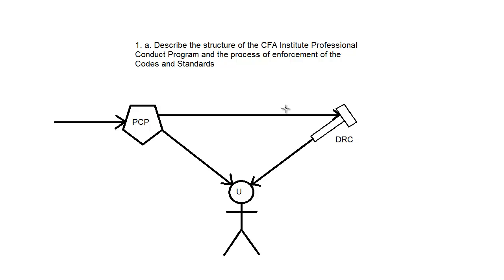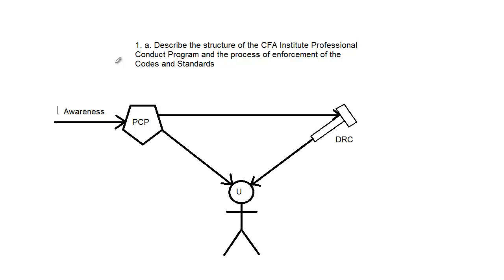The first thing that happens is that the PCP becomes aware of questionable conduct. So I'm just going to put that down here, call it awareness, and this is step 1. There are a number of ways that this can happen, depending on whether you're a member or a candidate.